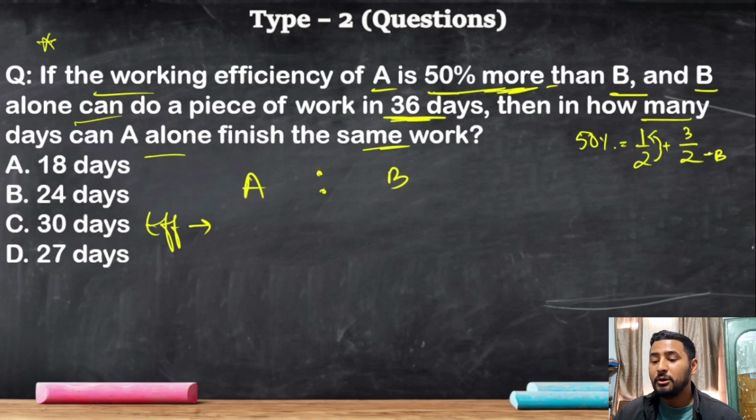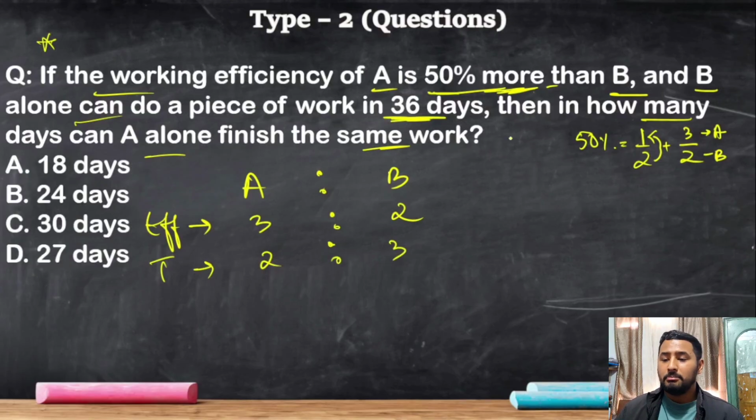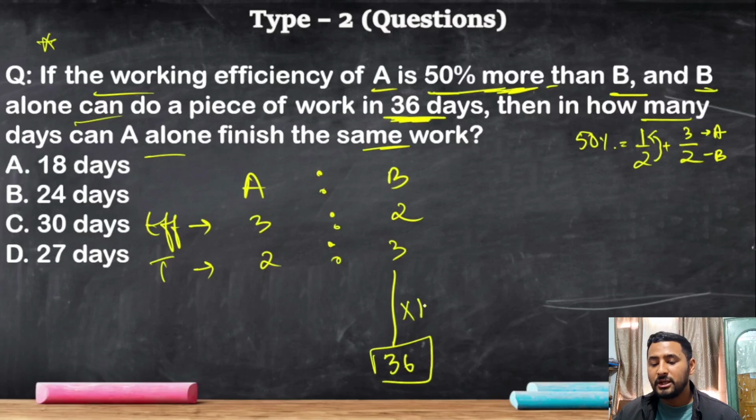That means this will be your B, this will be your A. So our A will be 3, B will be 2. As soon as you know the efficiency, you will know the time. It will be 2 is to 3. Now B alone, as per the question, can do the piece of work in 36 days. Means what? If you multiply, how much will you get 36? 3 into 12 is 36.